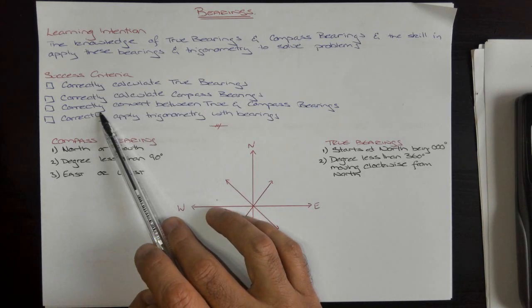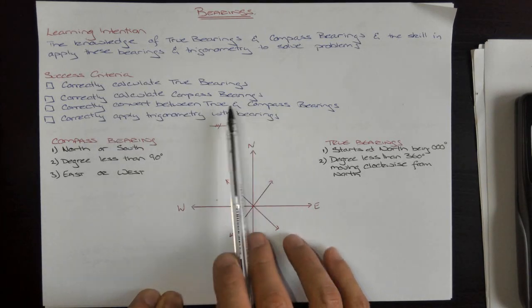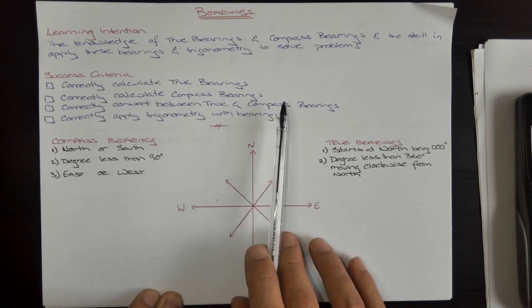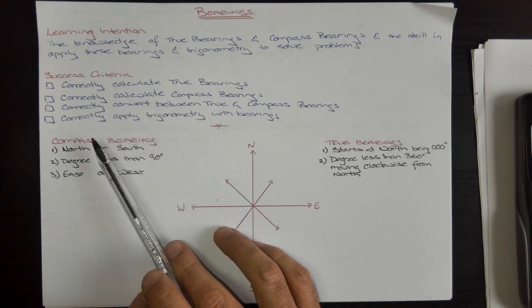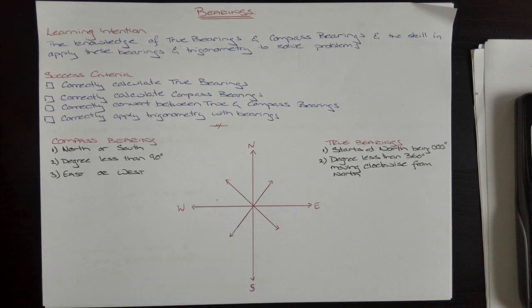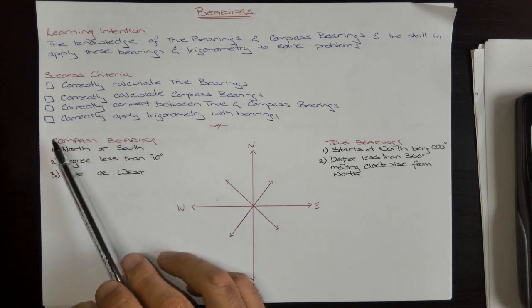correctly convert between true and compass bearings, so go from true bearings to compass and compass bearings to true, and correctly apply trigonometry with bearings to find missing angles or missing sides. Okay, so as we said, there are two types of bearings. We're going to start with the compass bearings.